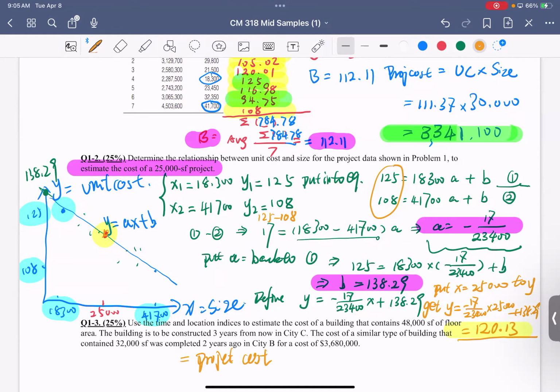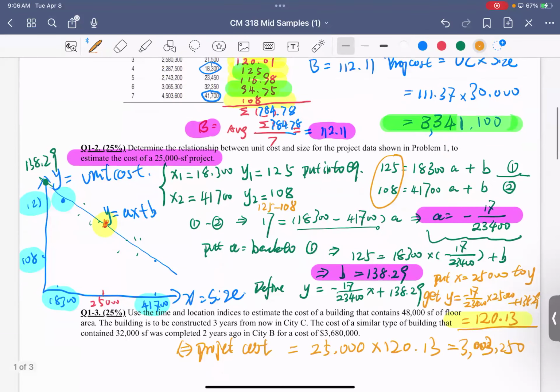So some of you submit assignment one, forgot this step. You still need to have your project cost, right? Is equal to your unit, your size is this one times with your 120.13, you have 3,205. So this is your final results, looks like.